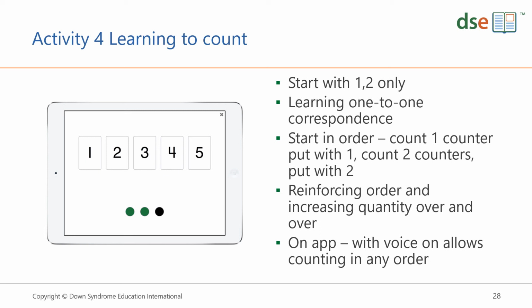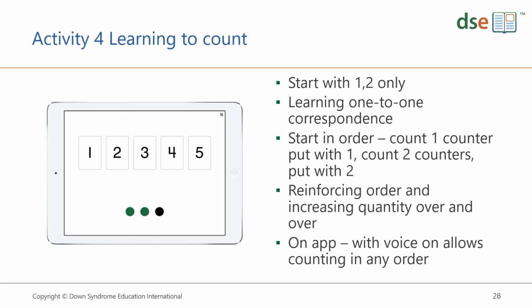We would urge you to start with 1 and 2 only, and until they can consistently give you 1 item or give you 2 items from an identical set of 3, then we wouldn't move on to start doing 3 or 4. Okay, so they need to be able to count 1 item, count 2 items confidently, and understand the difference between the quantity 1, quantity 2.